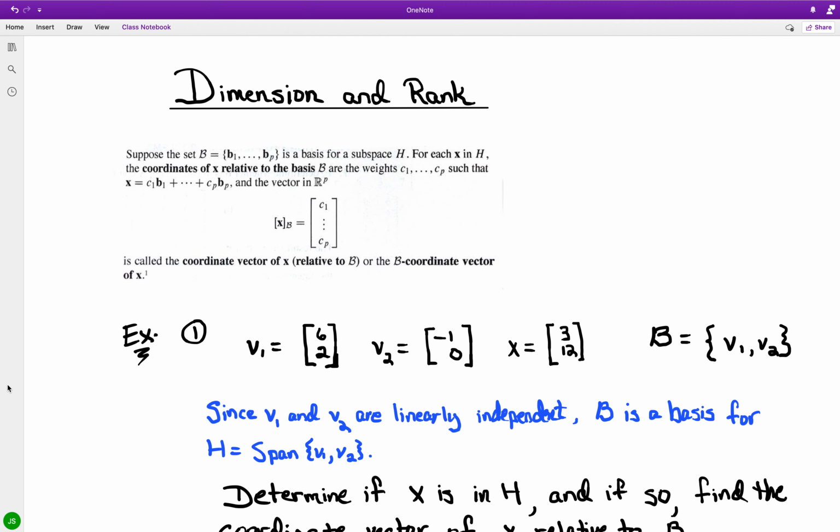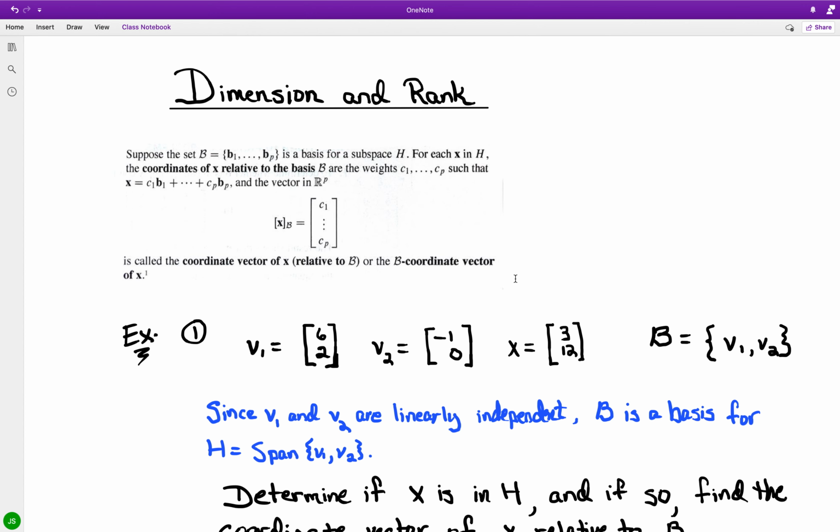such that x is equal to c_1 b_1 plus your combinations going out to the last of them, c_p b_p, and we have the vector in R^p. For the coordinate vector of x relative to B, you have x bracketed with B subscripted, and this is equal to the vector listing out the weights, the first at the top and the last at the bottom.